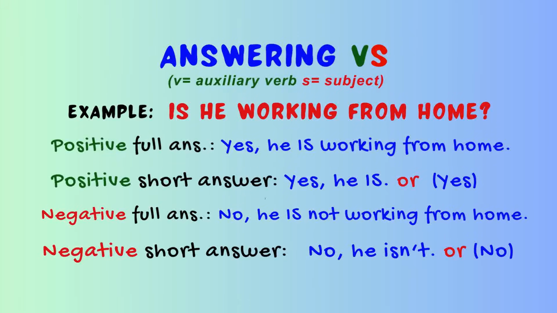Let's move on to answering VS. For example, is he working from home? Positive full answer. Yes, he is working from home. Positive short answer. Yes, he is. Negative full answer. No, he is not working from home. Negative short answer. No, he isn't.